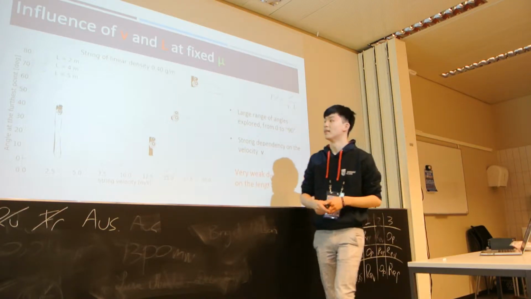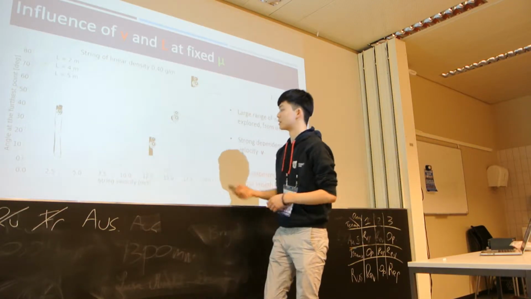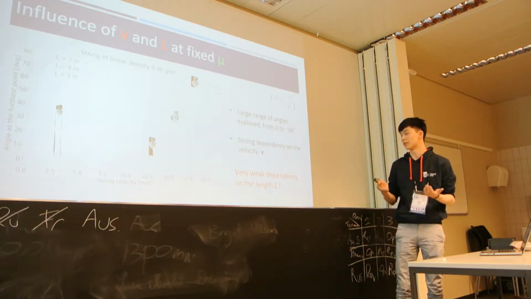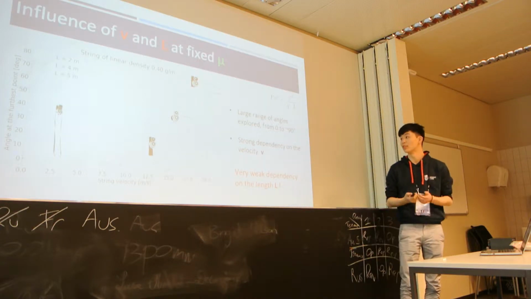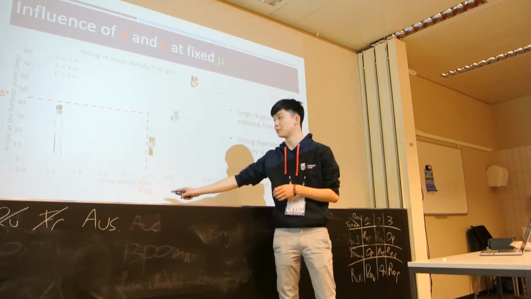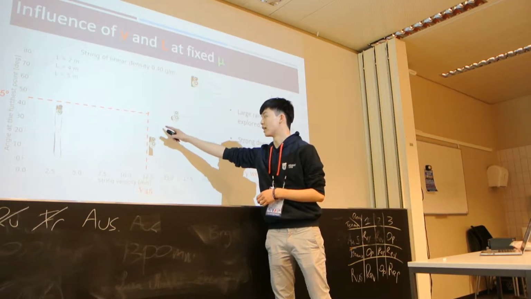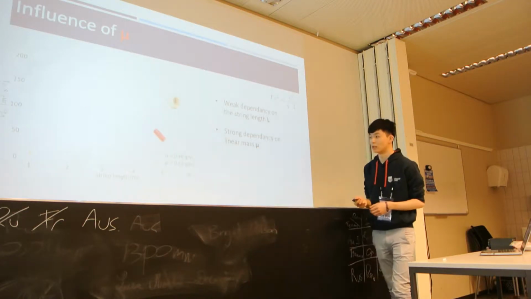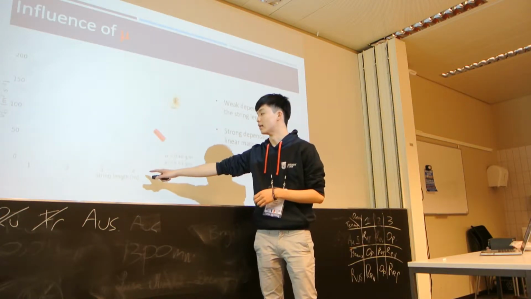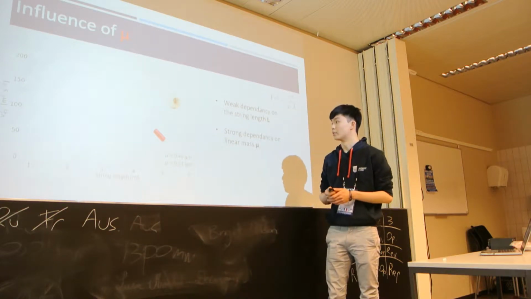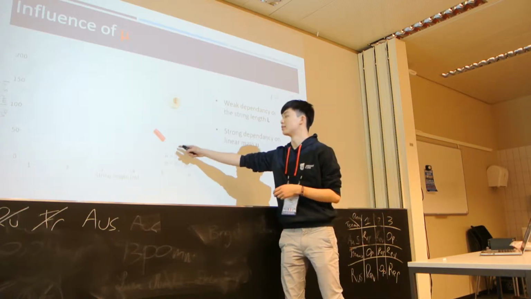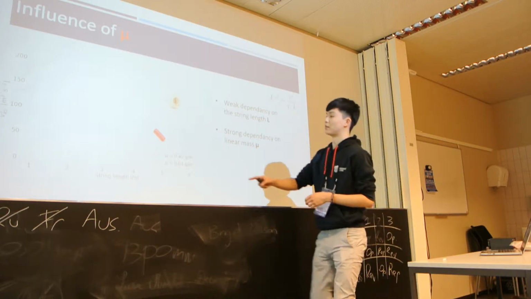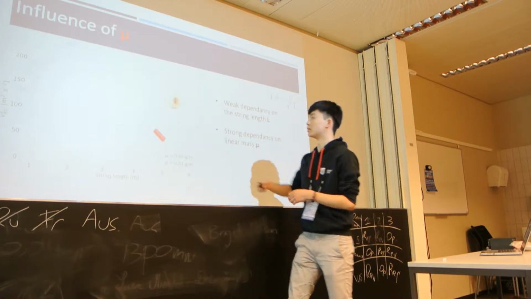However, here we doubled the string length, but the curves are almost the same, so there is a very weak dependency on the length L, which is the first indication that this dimensionless number is not really relevant. Next, we define V45, the velocity required to raise the string to 45 degrees. We measure this velocity as a function of the string length. And we did so for two different linear masses, one order of magnitude apart, a lighter one and a heavier one. As you can see, there is a strong difference between the two.